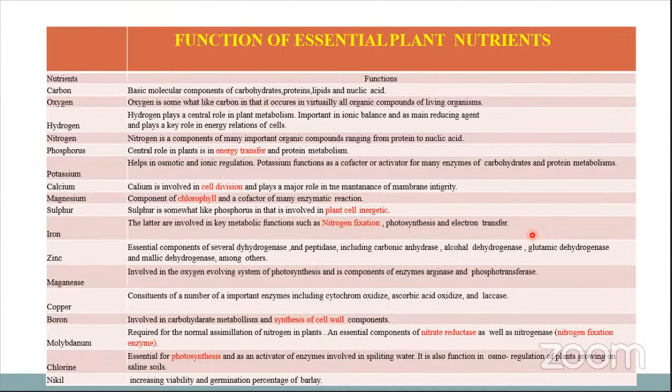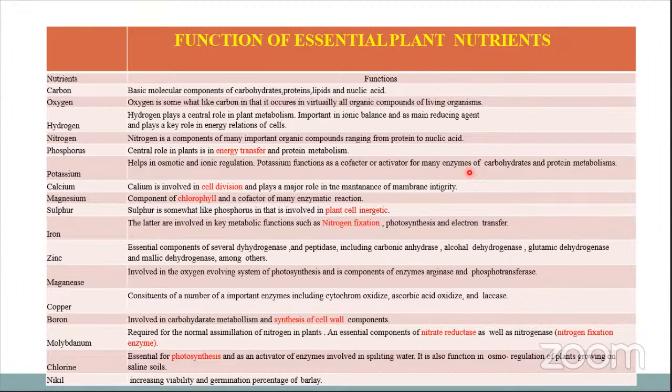And nickel increases the viability and germination percentage of some crops, mostly barley, etc. We can see the importance. These are the essential parts for examination purposes. Students, you just need to know the importance. For example, phosphorus is energy currency or energy transfer. Calcium is for cell division. Boron plays a major role in cell wall synthesis. Like that, remember those keywords, they are very important for your examination.